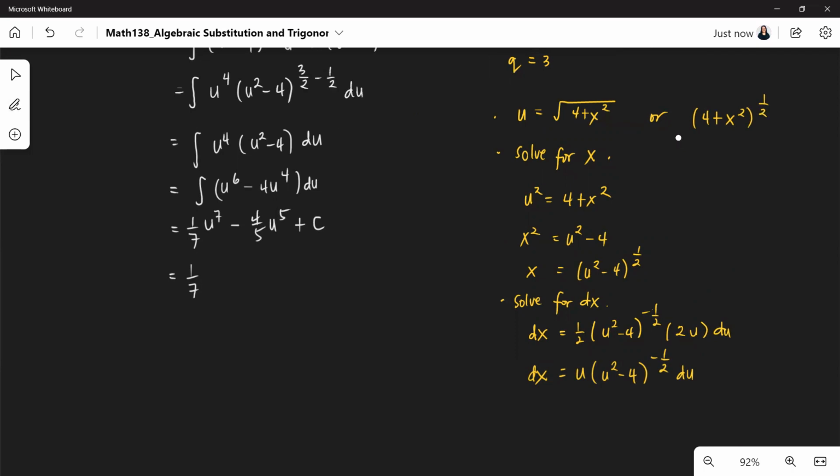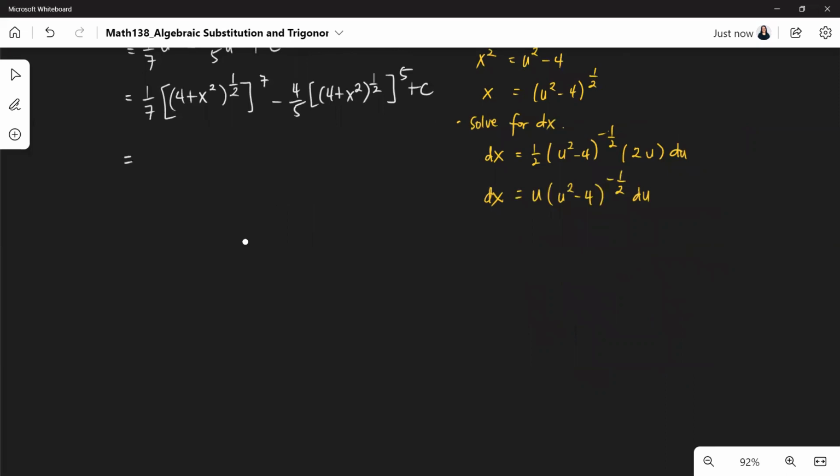Again, it's easier to raise to a power of 7 using fractional powers instead of the radical. So u is 4 plus x squared, quantity raised to 1/2, and then raised to a power of 7. And then minus 4/5 times the same thing, 4 plus x squared raised to the power of 1/2, and then quantity raised to the power of 5, then plus c.